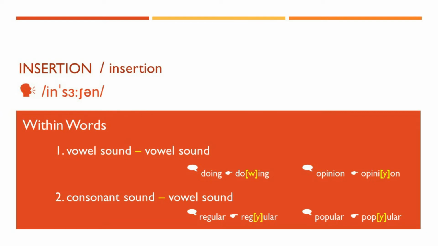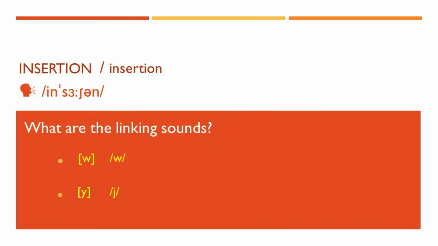And now for examples of how we insert these subtle sounds between a consonant and a vowel. Before, we looked at inserting these sounds between vowels or vowel sounds. Now let's look at what it sounds like when we insert these subtle sounds between a consonant and vowel sound. The word regular, we don't say regular, we say regular. So that's how these subtle sounds are inserted within words. Remember, the linking sounds or glides are the w sound and the y sound. Let's now look at examples of how these sounds are inserted between words.